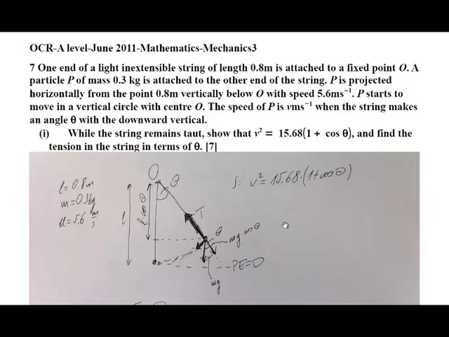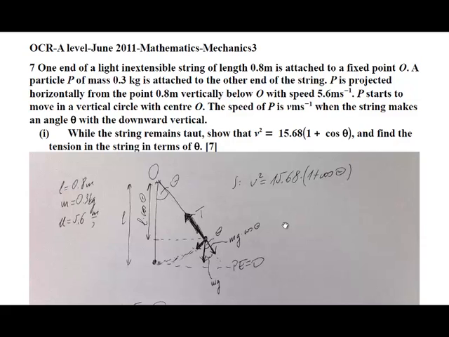One end of a light inextensible string of length 0.8 meters is attached to a fixed point O. A particle P of mass 0.3 kilograms is attached to the other end of the string. P is projected horizontally from the point 0.8 meters vertically below O with the speed 5.6 meters per second. P starts to move in a vertical circle with center O.